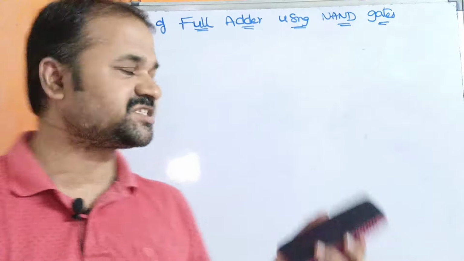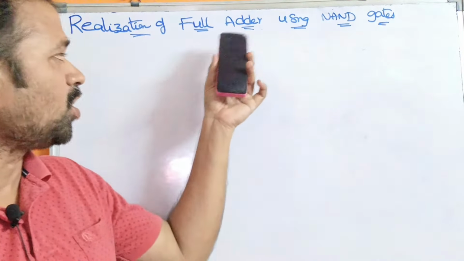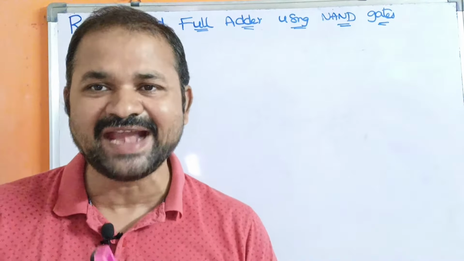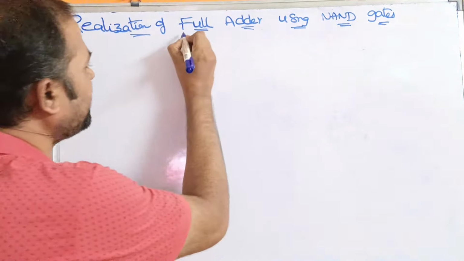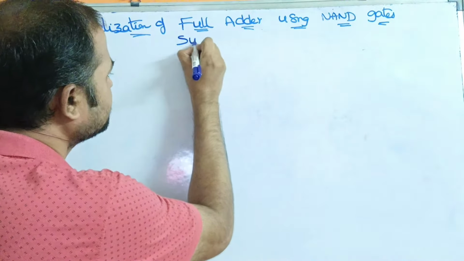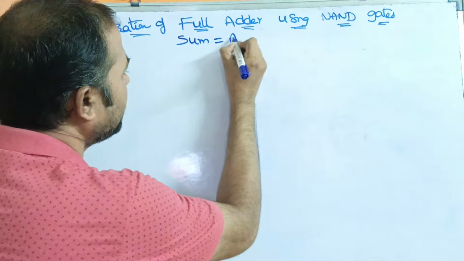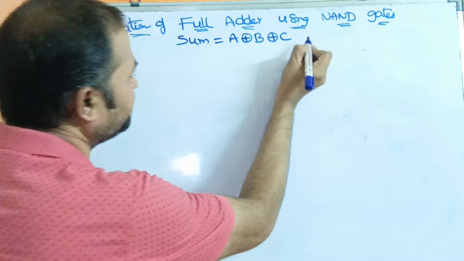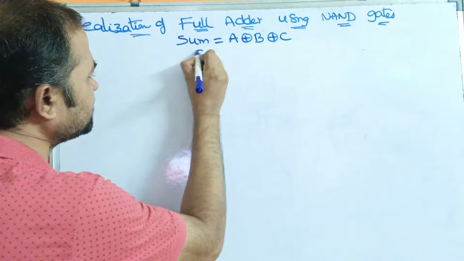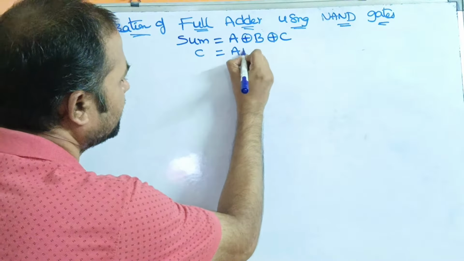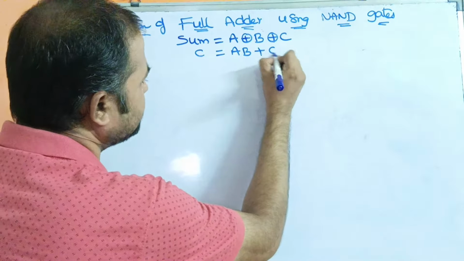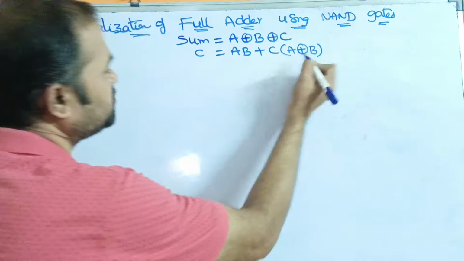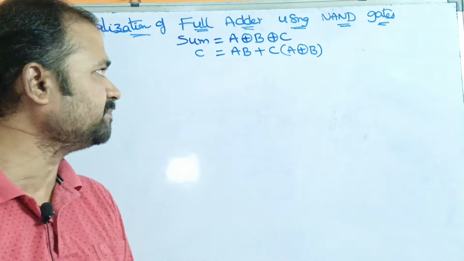Now let us discuss the realization or implementation of a full adder using only NAND gates. We know the expressions for the full adder. Sum is equal to A exclusive OR B exclusive OR C, where A, B, C are the inputs. Carry is equal to AB plus C into (A exclusive OR B). So these two are the expressions for the sum and carry.